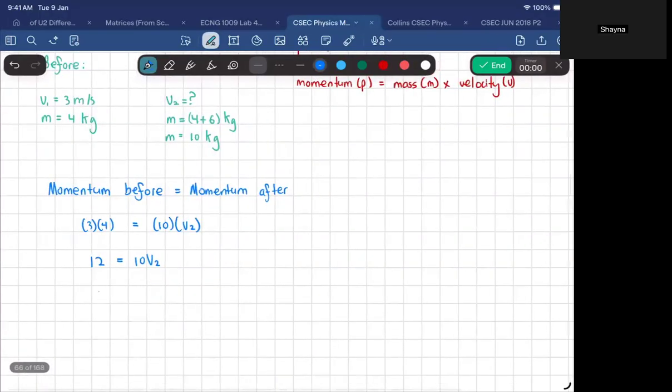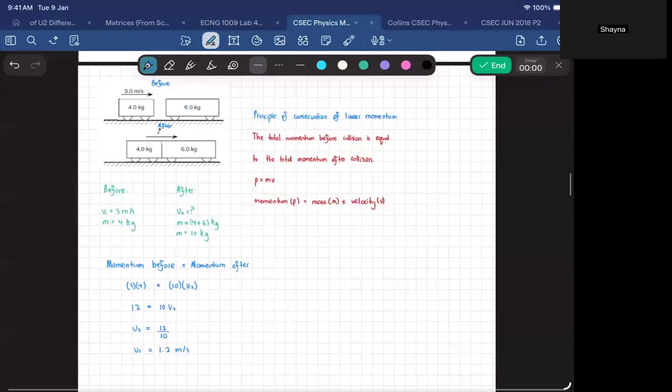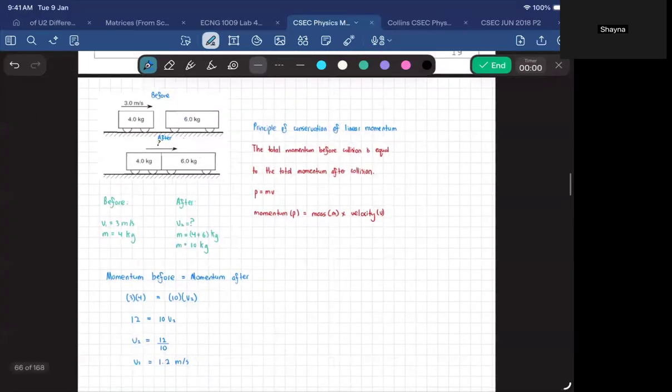What would I find for V2? You divide on both sides by 10. This is looking like a capital V, I don't want that to look like a capital V. Right, so V2 would be equal to 12 over 10, which would be 1.2, in units meters per second. Great. You okay with that? Yeah. Okay, nice.